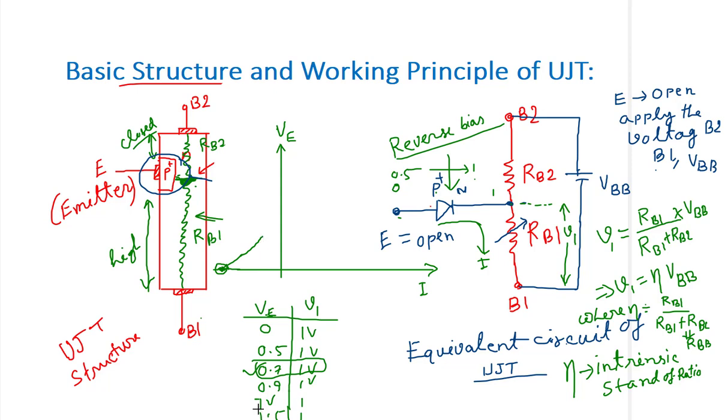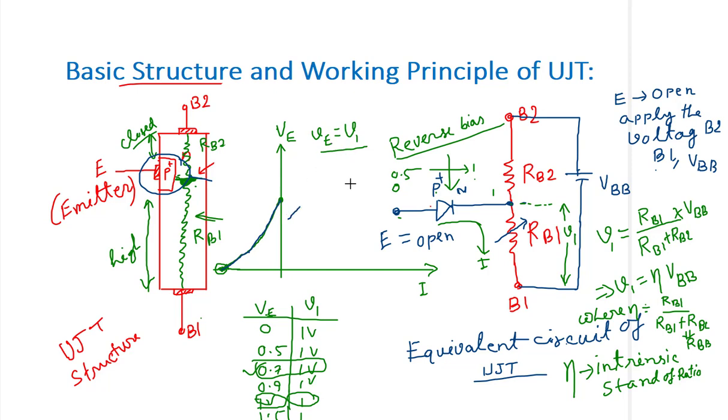And up to VE equal to 1 volt, equal to V1 at 1 volt, that is when the emitter voltage equals the dropping voltage V1, then the current will be 0. So in black color here, the current continuously decreases.